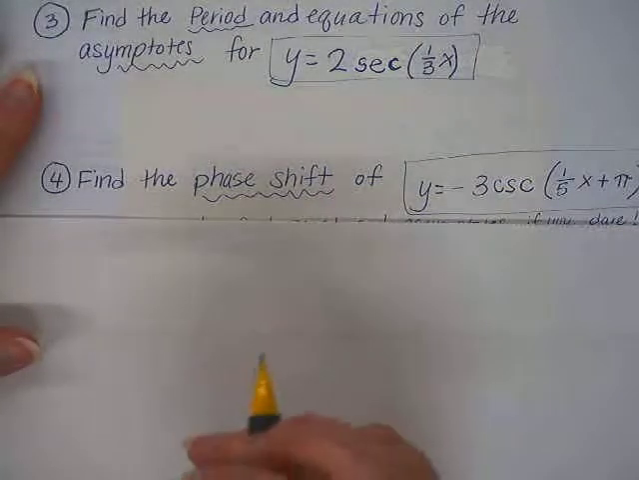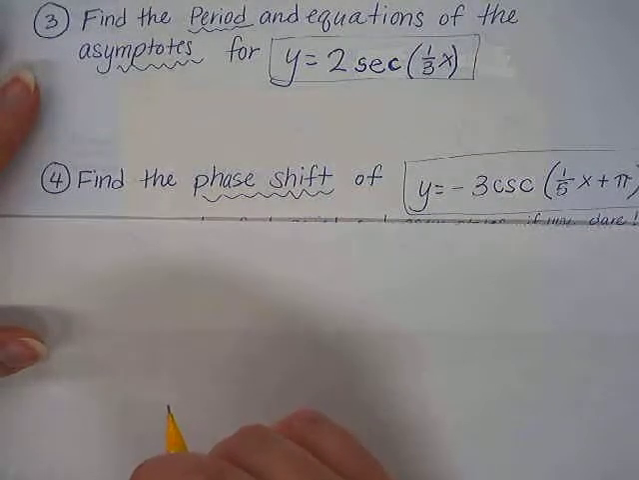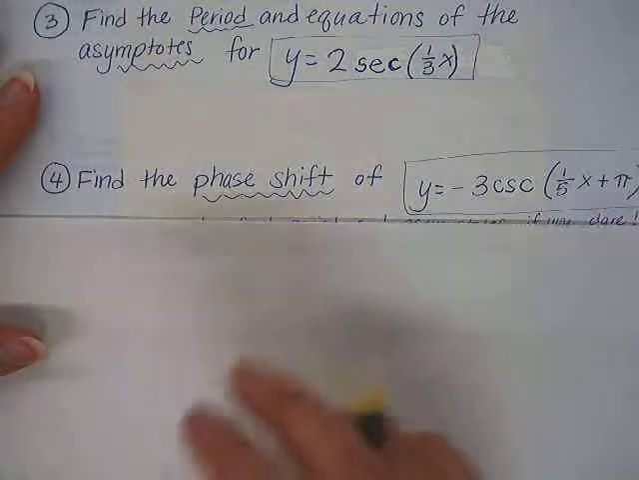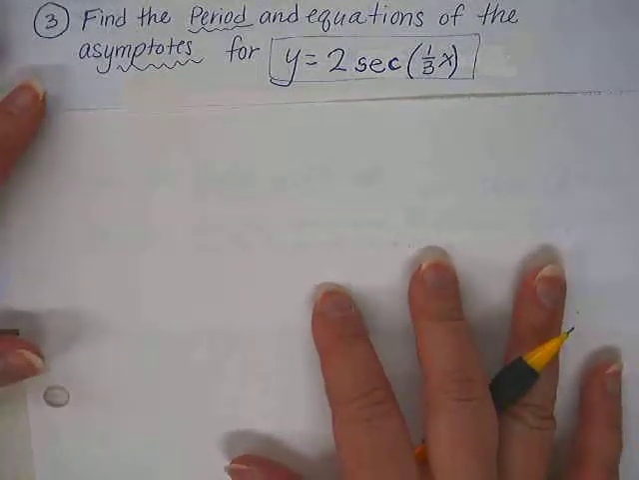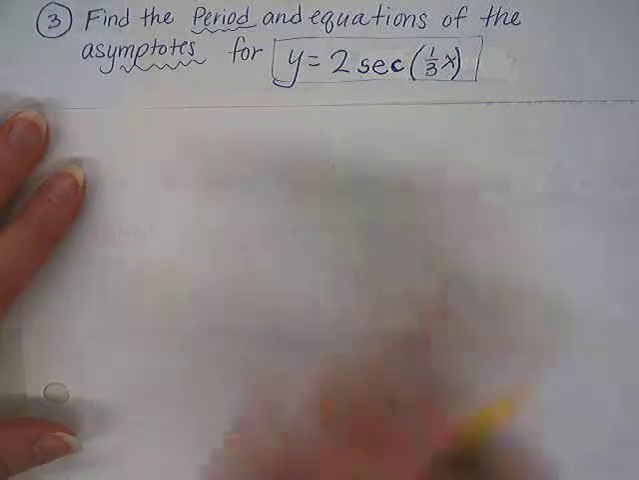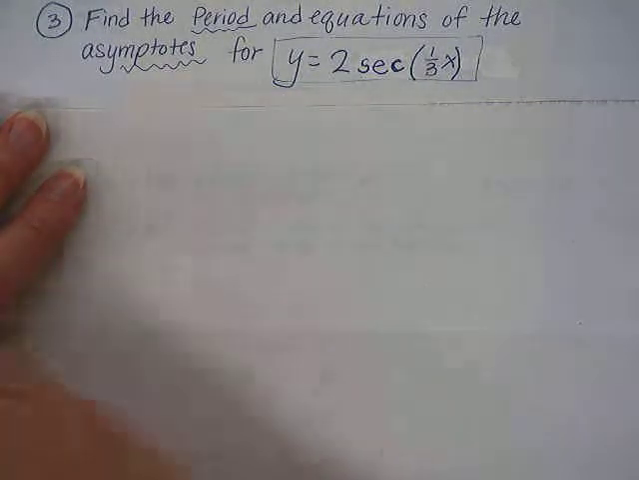We are doing the self-starter on asymptotes again. Find the period and the equations of the asymptotes for y equals 2 secant 1/3 x.